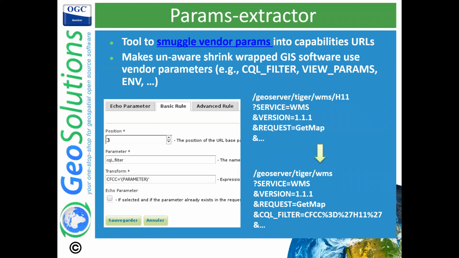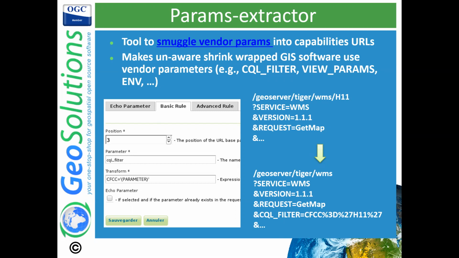So what we can do is to use this parameter extractor approach to give them a link, eventually a capabilities document link that has in the path the parameter that we want to extract, like this H11, and then use the params extractor module to take this parameter, which is on position 4, and turn it into a SQL filter, applying a transformation.